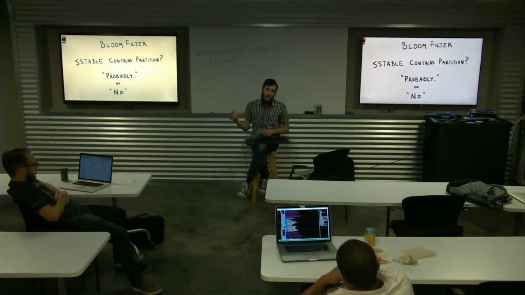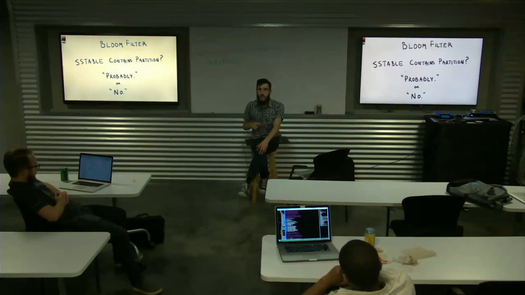But occasionally, they can give you a false positive and say, yes, I do contain this object, but you go to actually inspect it, and it turns out to not be there. With Cassandra, it's tuned so that happens about 1% of the time. So we ask the Bloom filter, does this partition exist at all in the SS table? And with about 99% confidence, we figure out if it does or not.